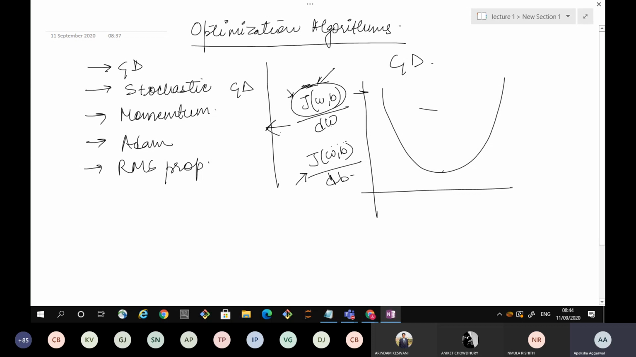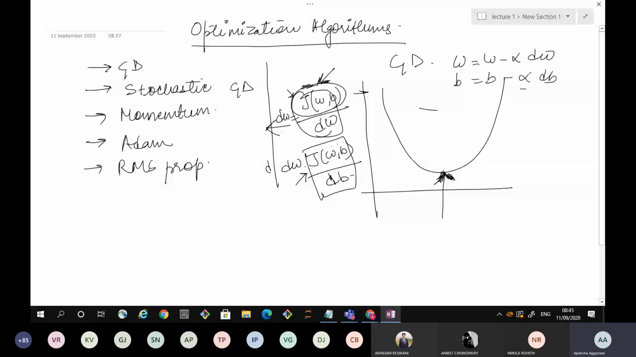So this is gradient descent, and we want to update our parameters, weights and biases. I'll call the gradients dw and db. So w is w minus alpha dw, and b is b minus alpha db. Alpha is the learning rate, and dw and db are the gradients with respect to weights and biases. Okay, so this was clear. This is what gradient descent is.